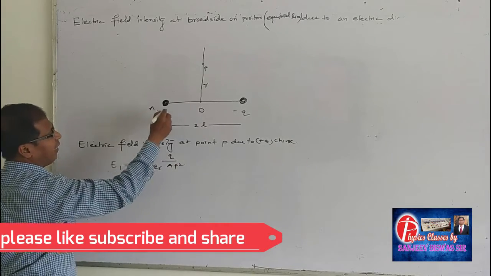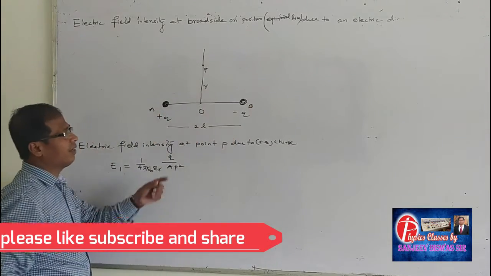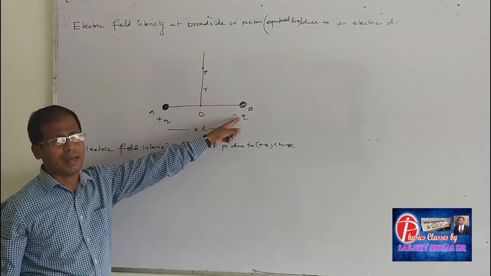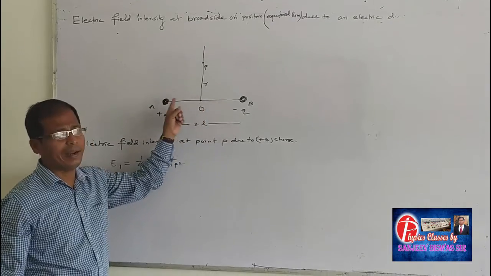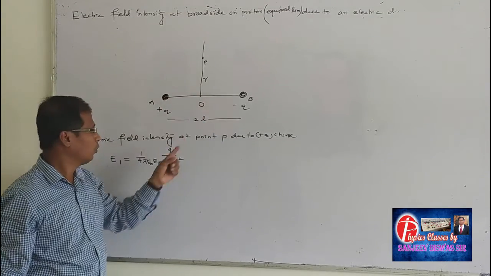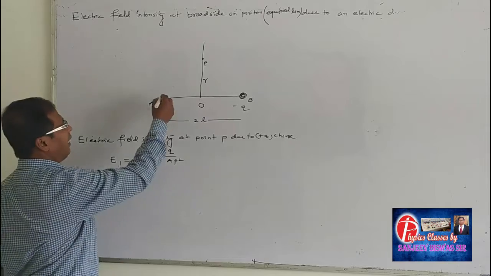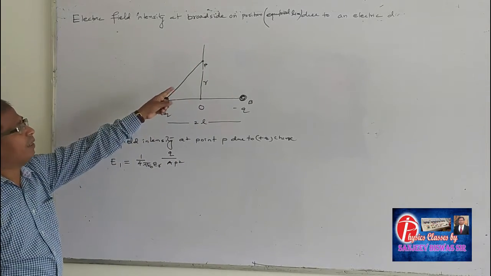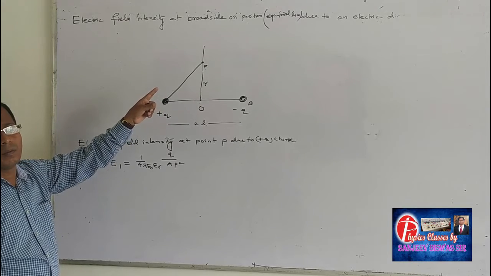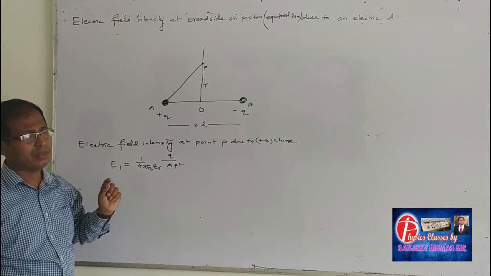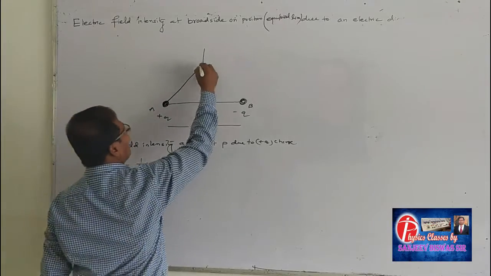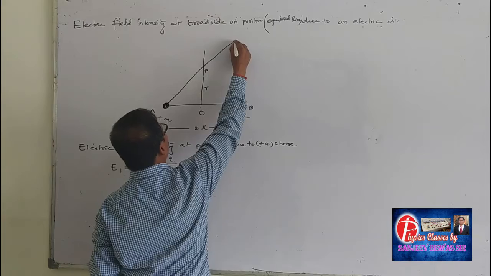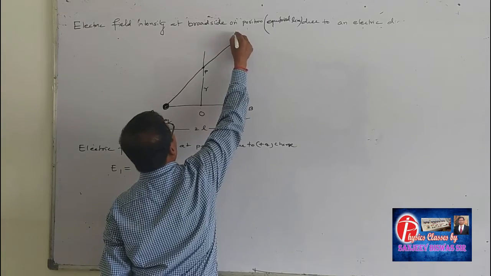Suppose this is A and this is B. You have considered that the electric dipole consists of plus q charge and minus q charge, named A and B, placed at a distance 2l apart. So here AP square, A to P direction. If at point P a positive charge is placed, then there will be repulsion. That means it will not come in this direction, it will go in this direction. That will be E1.